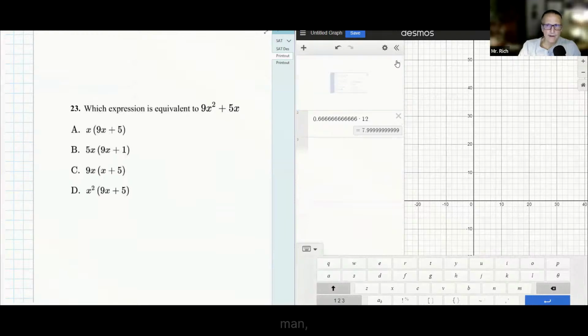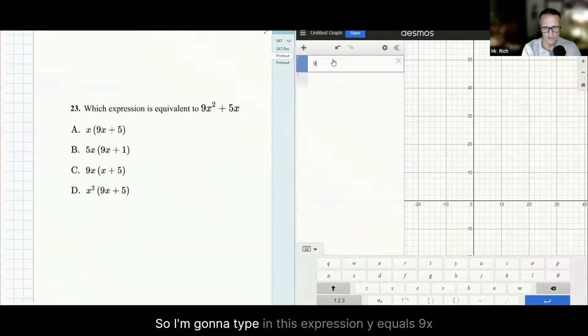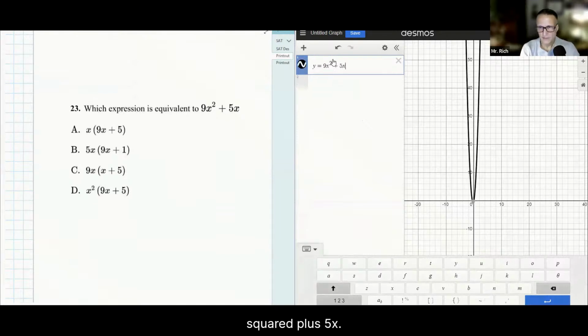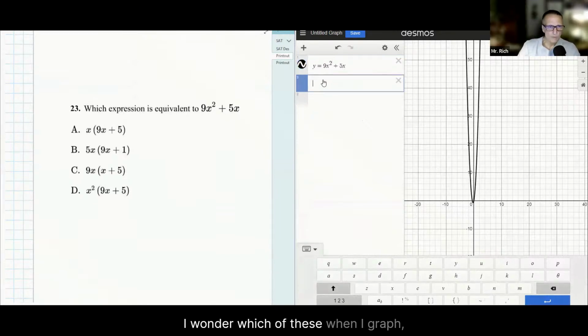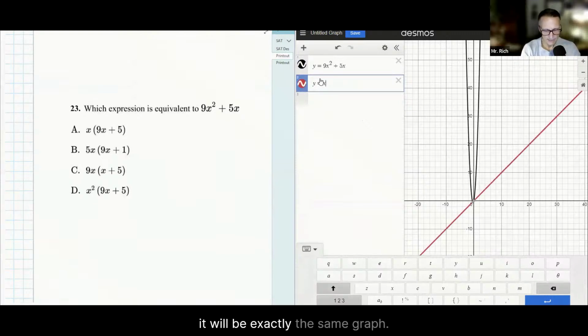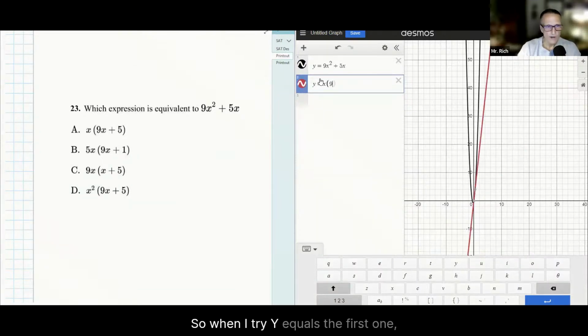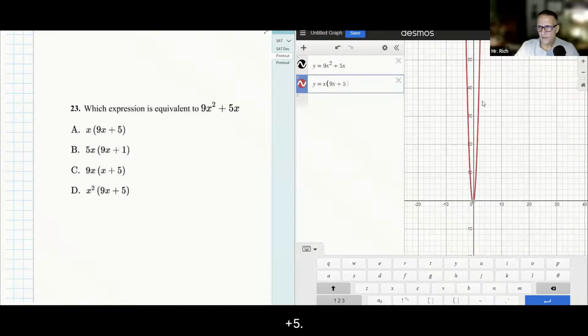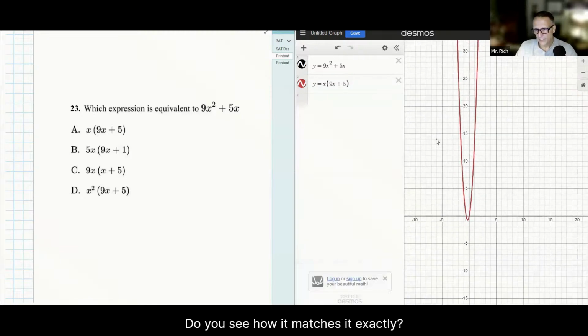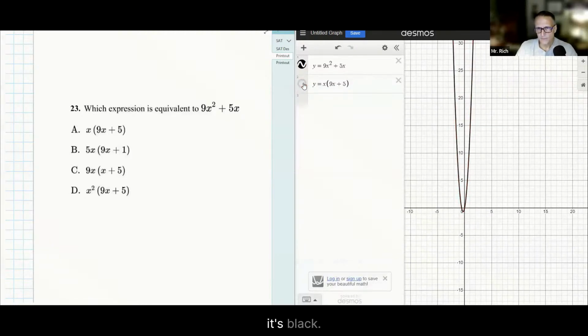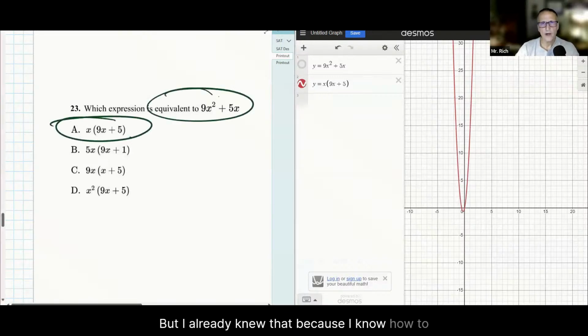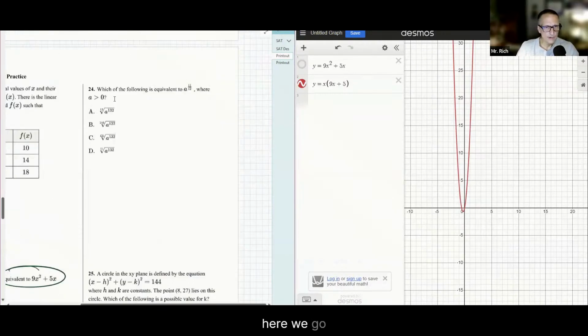But if you're like, man, I'm really bad at algebra, so I'm going to type in this expression y equals 9x squared plus 5x. It's a parabola. I wonder which of these, when I graph it, will be exactly the same graph. So when I try y equals the first one, which is x plus 9x plus 5, I think I found it. You see how it matches it exactly? It turned color. If I turn this one off, it's black. Yeah. Okay. But I already knew that because I know how to factor from algebra 1. But again, Desmos could do it. All right, here we go.